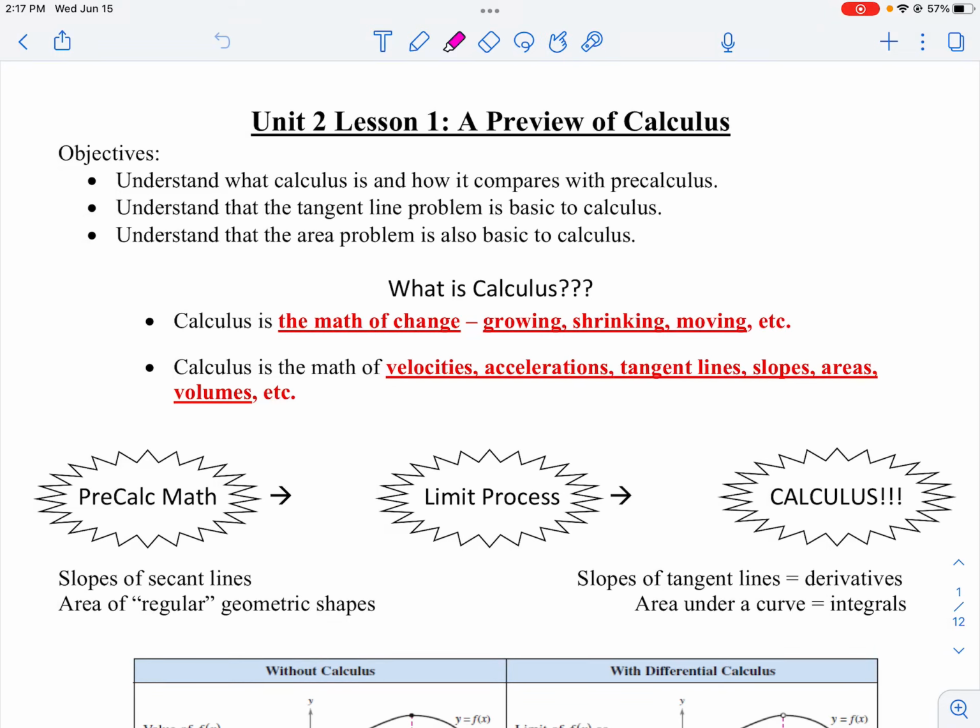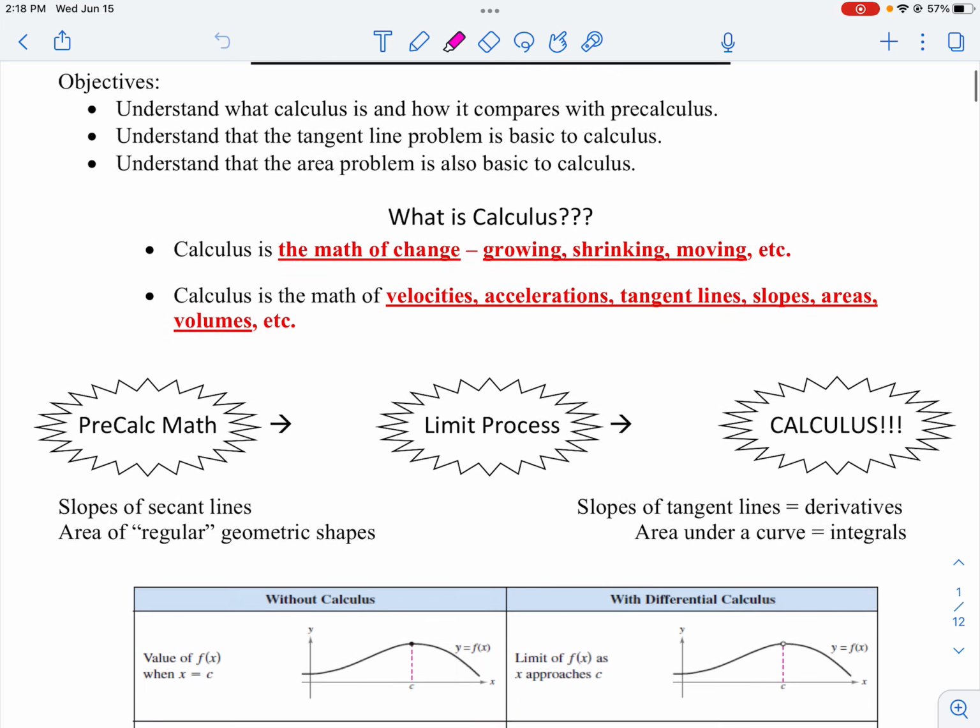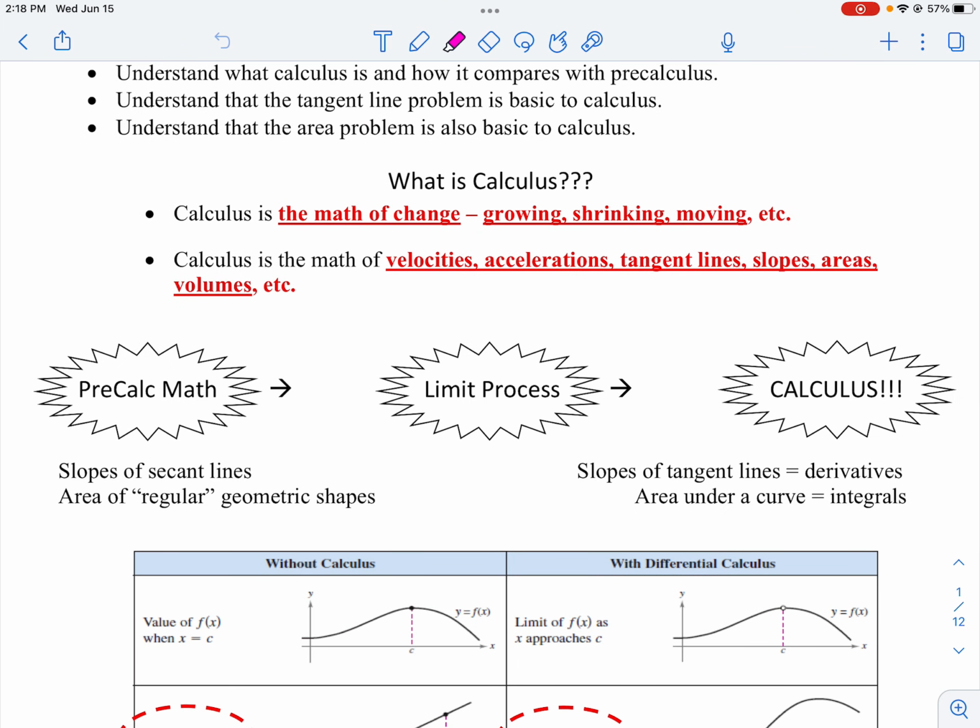Now, before we get into some of the calculus problems, I'd like to take a few minutes and talk about what calculus is and maybe why and how we need calculus. So what is calculus? Calculus is the math of change. It talks about growing or shrinking or moving, all stuff about changing. Calculus is also the math of velocities, accelerations, tangent lines, slopes, areas, volumes.